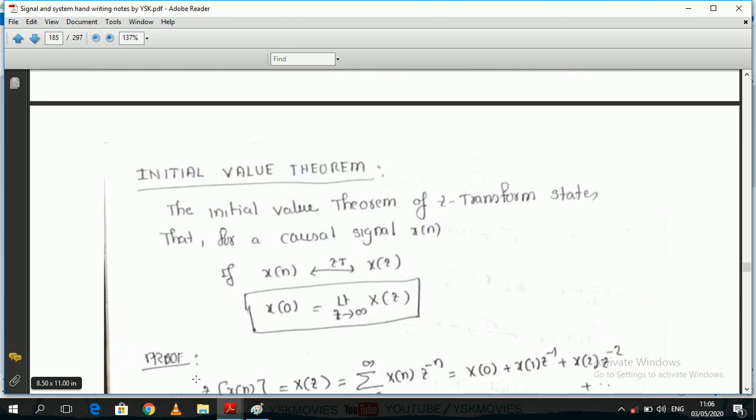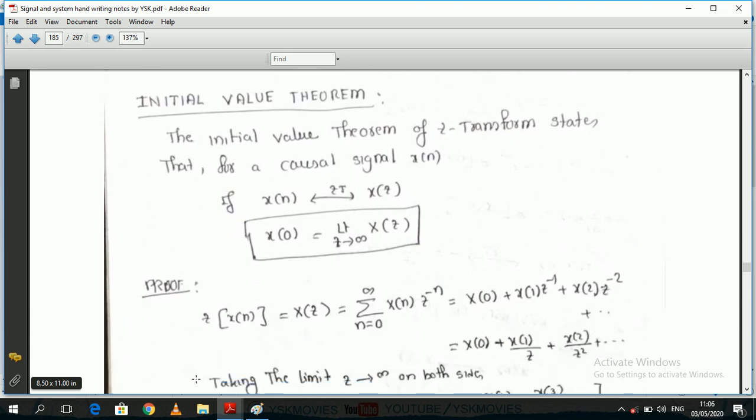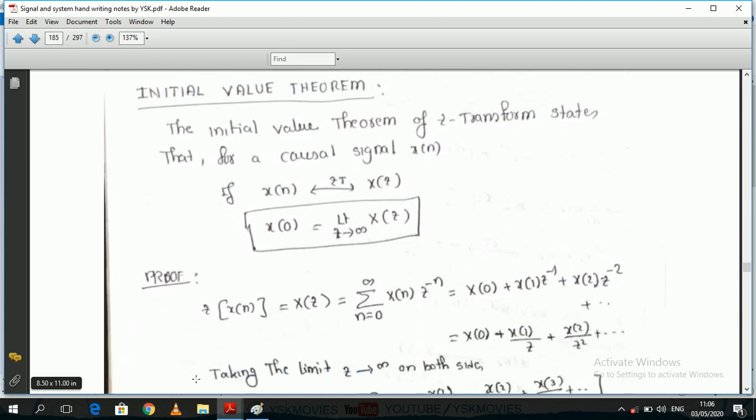So the initial value theorem and final value theorem are also very important. The initial value theorem of the z transform states that for a causal signal x of n with z transform X of z, x of 0 is equal to the limit as z tends to infinity of X of z. Okay, so how is it proved?